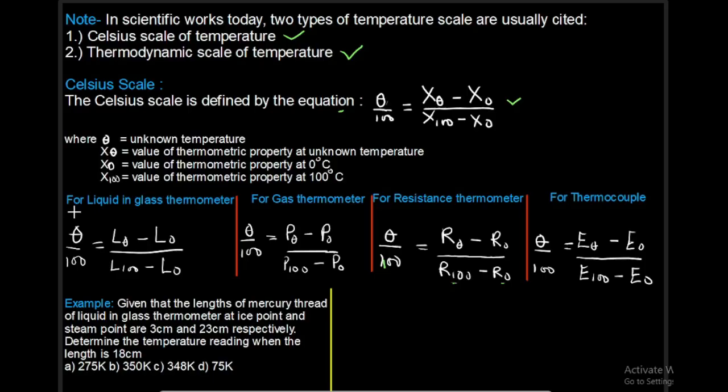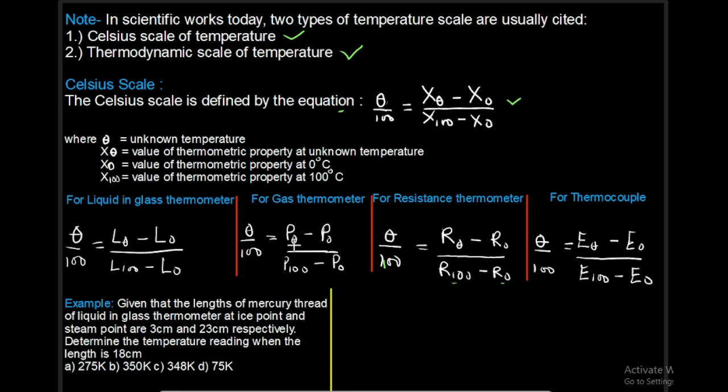For instance, in a liquid in glass thermometer, we have theta over 100 equals L theta minus L naught, all over L 100 minus L naught, where L is the length of the liquid thread, be it mercury or alcohol, the length or the height or the volume. Alright, L is the thermometric property in this case for a liquid in glass thermometer. And then for a gas thermometer, P being pressure is the thermometric property we're talking about.